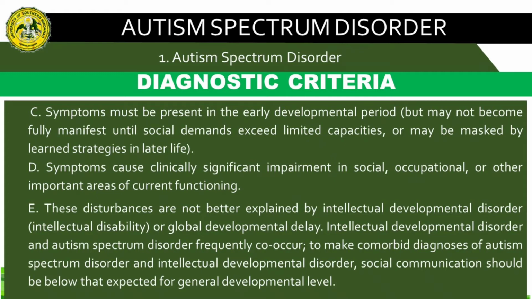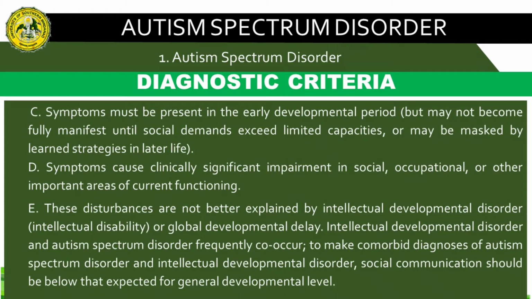So special interests may be a source of pleasure and motivation and provide avenues for education and employment later in life. For criterion D, symptoms cause clinically significant impairment in social, occupational, or other important areas of current functioning. So, criterion D requires that the features must cause clinically significant impairment in social, occupational, or other important areas of current functioning. For criterion E, these disturbances are not better explained by intellectual developmental disorder or global developmental delay.